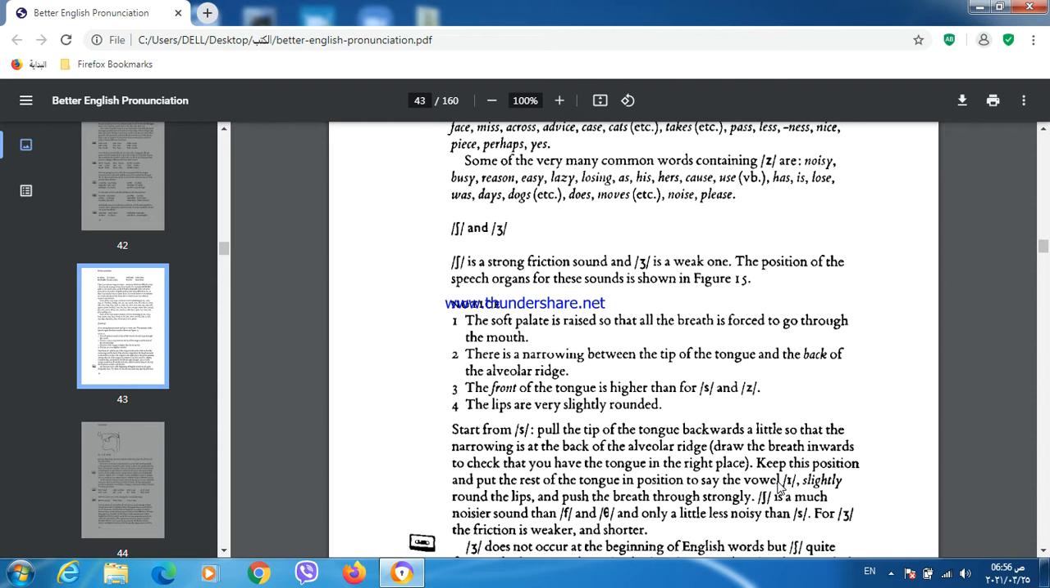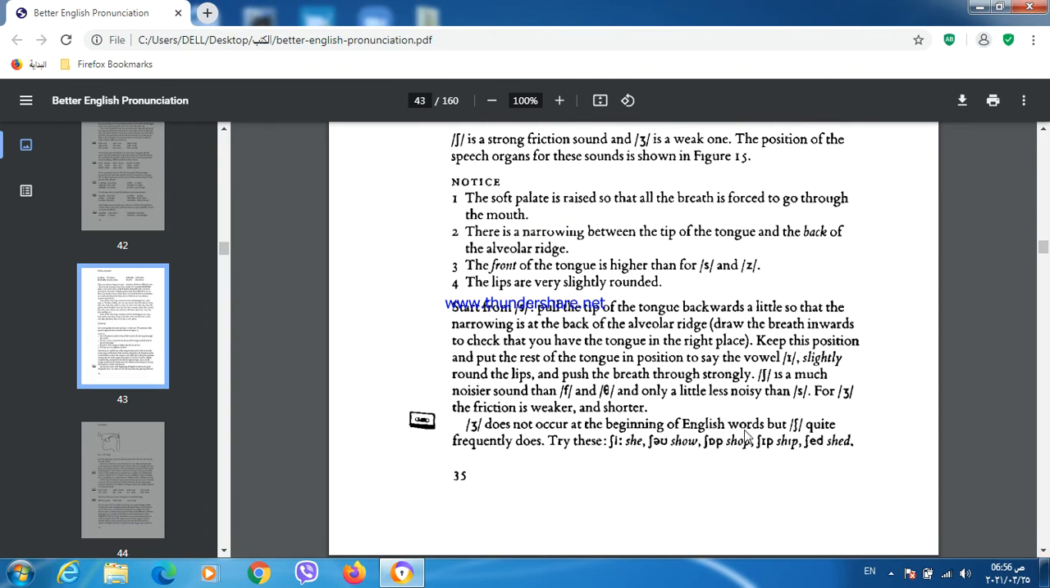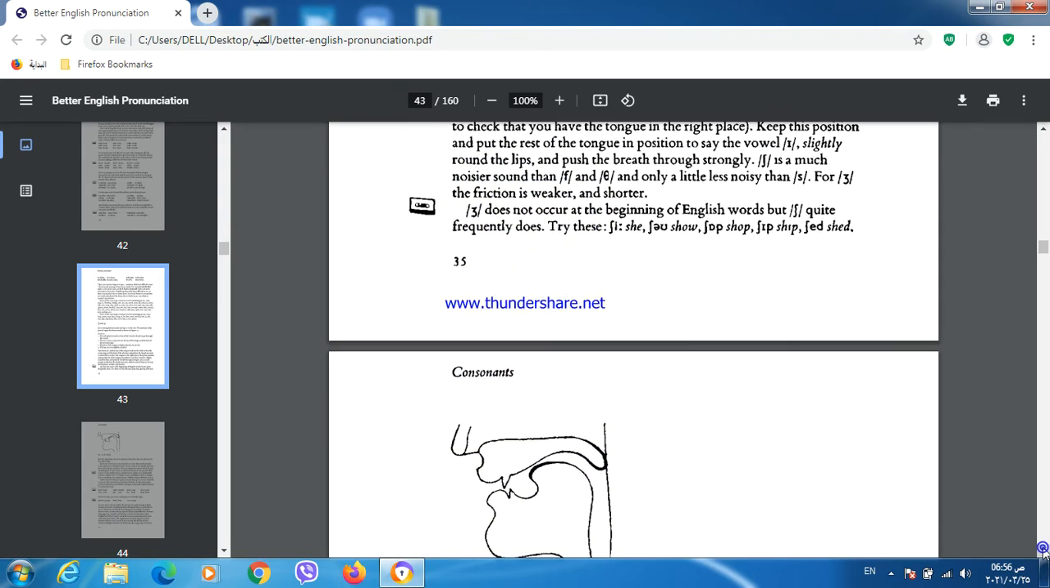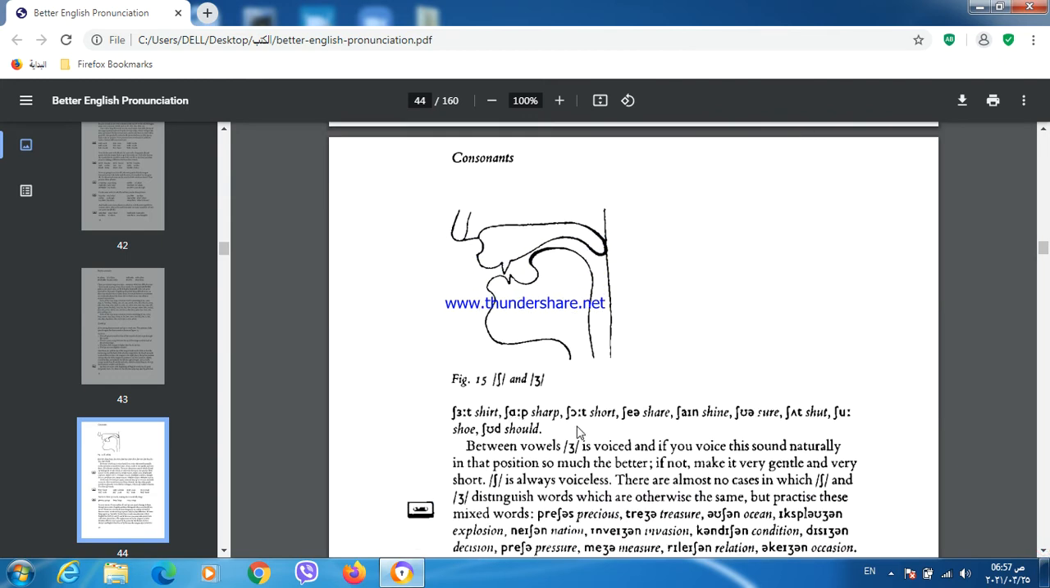Now for j the friction is weak and shorter. What we have, j doesn't occur at the beginning of English words. الج ما تظهر في بداية الكلمات الإنجليزية. الش ممكن frequently does. Yes, quite frequent. نوعا ما أيضا تظهر. Try these words for example: she, show, shop, ship, shed. What else do I have? Shirt, shab, short, shia. Sha. Shine, shua, shut, shoe, and should.